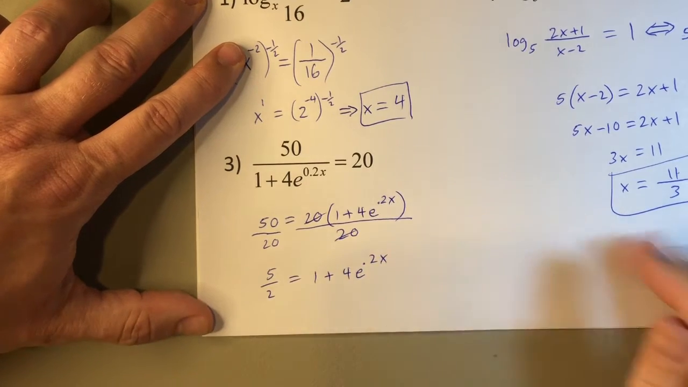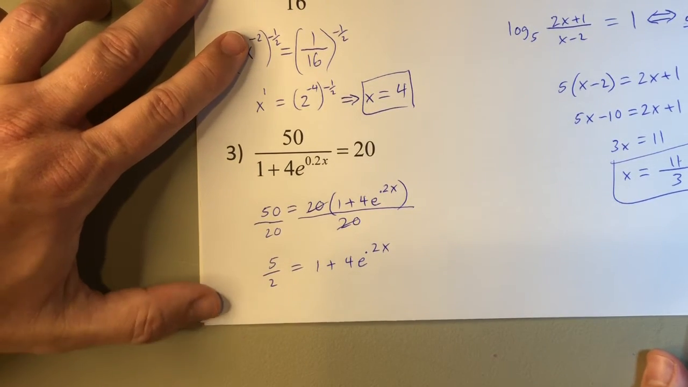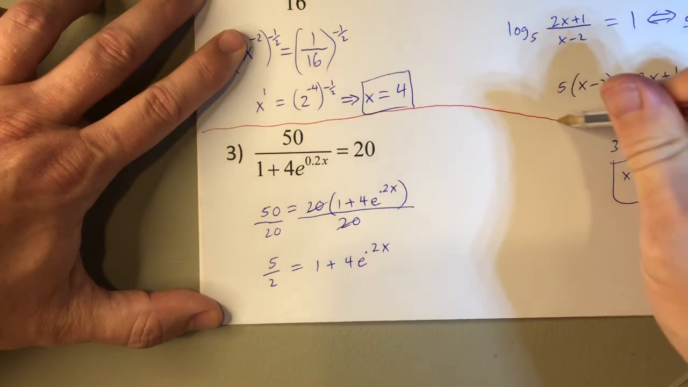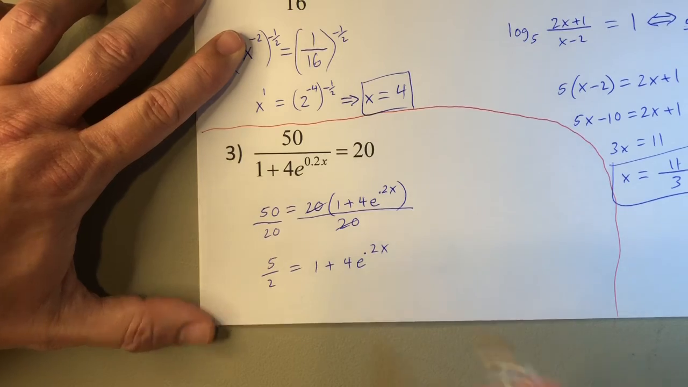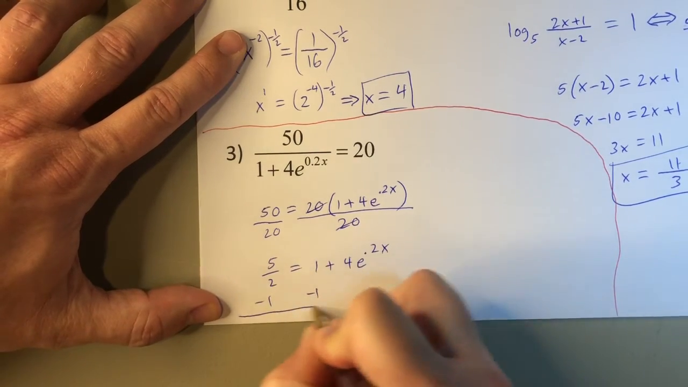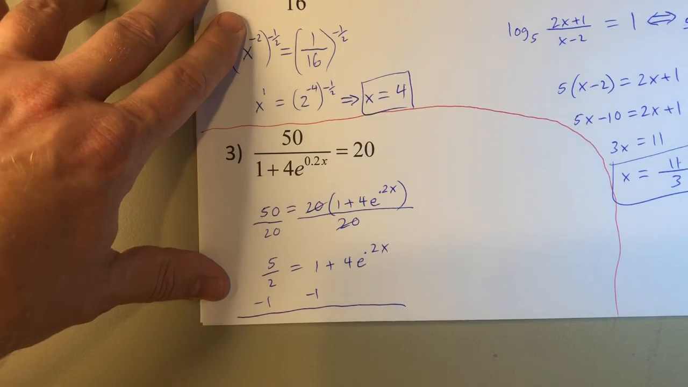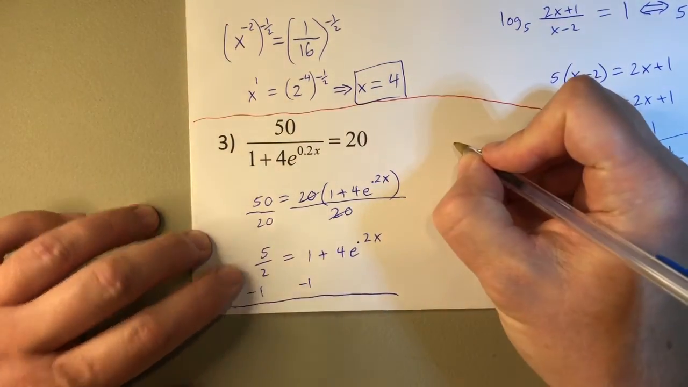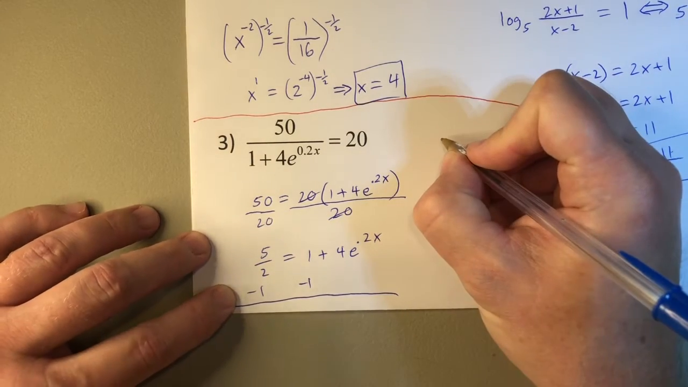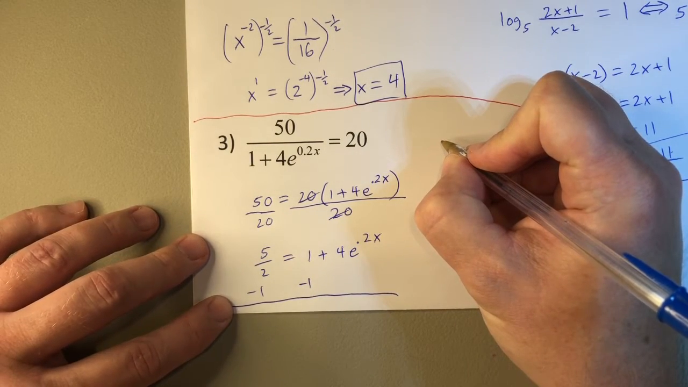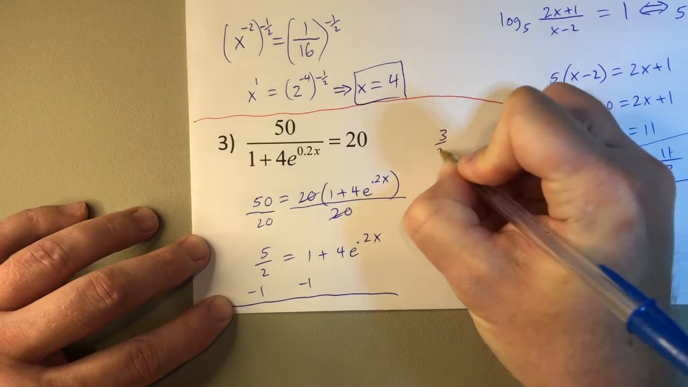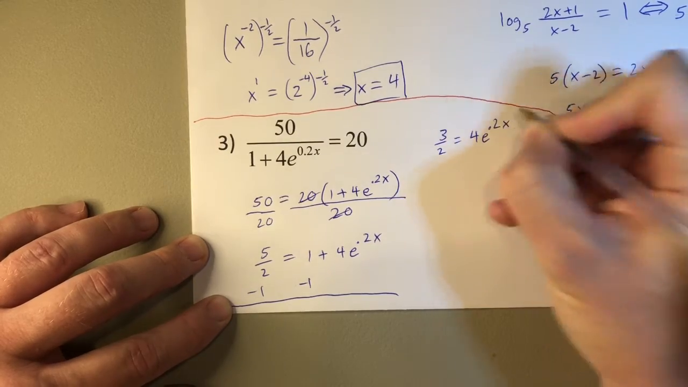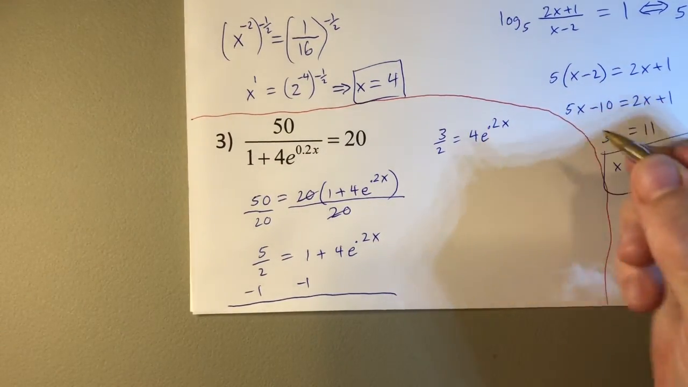I'm trying to get this x alone. Okay, now what am I going to do? Now I'm going to subtract 1 from both sides. So if I do that, what do I get? Well, I'll show you right here. 5 halves minus 1, that's 5 halves minus 2 over 2, which is 3 halves. So we get 3 halves is equal to what? Ooh, we're looking better here. Equaling 4e to the 2/10 x.